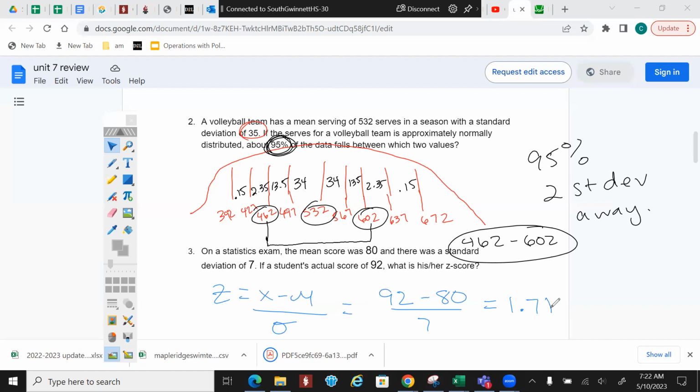You always want to go 2 decimal places, because when you have to use the Z-score table, you're going to have to use 2 decimal places. So if you need to, round to 2 decimals.